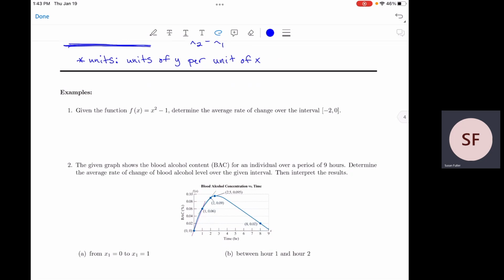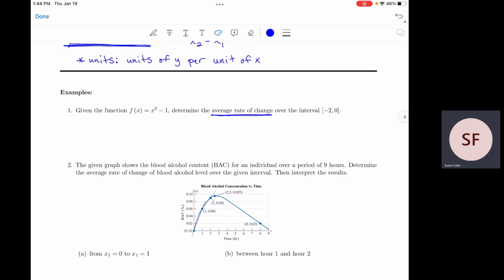Okay, so let's start with number one here. Given the function f of x equals x squared minus 1, we want the average rate of change over the interval from -2 to 0. Okay, this one does not have a context, which means we won't have units, and that's okay. But we're still going to have to figure out how to use the formula. So average rate of change, that means an average slope. That means I'm going to use the slope formula.